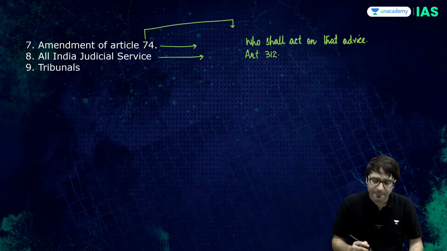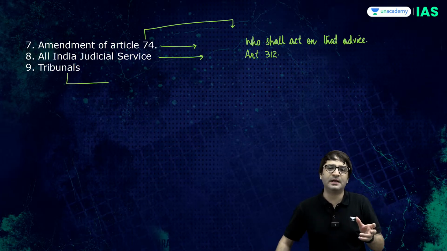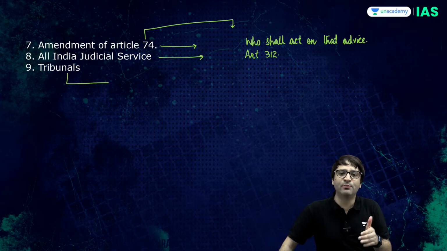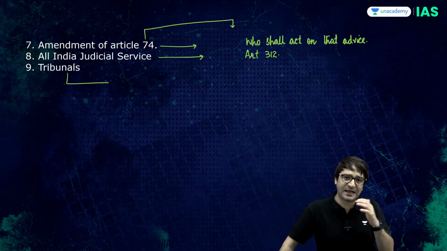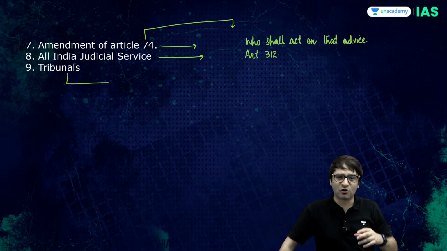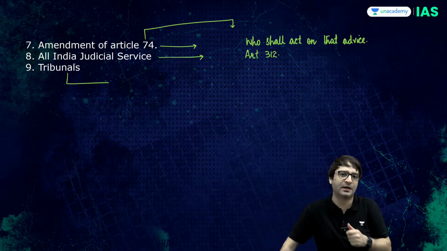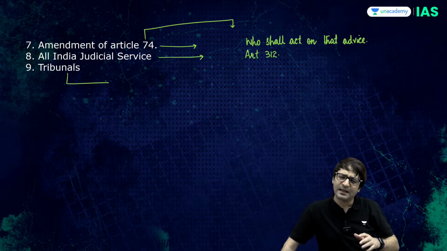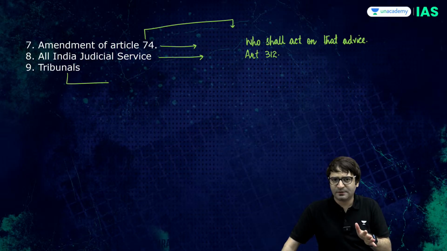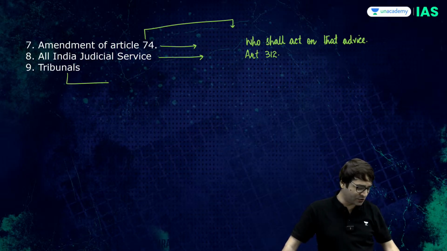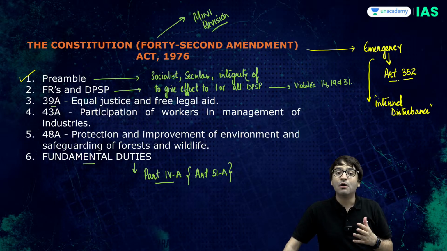Tribunals were created, or the Constitution was amended to provide for a chapter on tribunals. Article 323A, 323B, which talks about administrative tribunals and tribunals for other matters. That was also done by the 42nd Amendment. A lot of changes were made because of this constitutional amendment, but most of the important changes were these. These were the important changes.